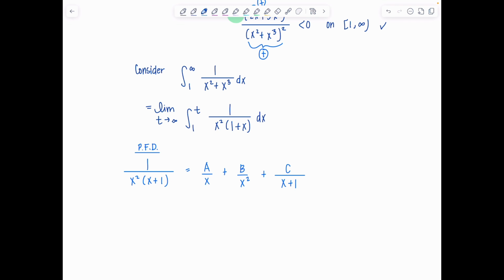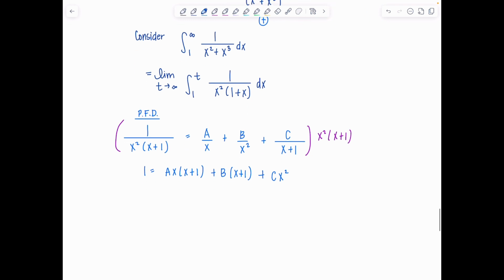Good? Okay, now multiply everything by the LCD. Don't do too much. It's just x squared times x plus 1. You don't need an extra x, right? Always the LCD. Don't get carried away. Otherwise, it ruins everything. So 1 equals ax times x plus 1 plus b times x plus 1 plus cx squared.